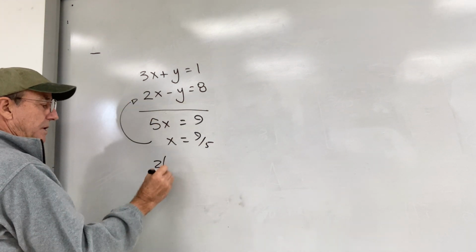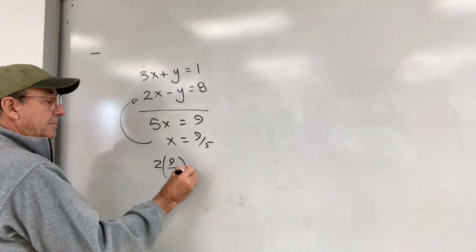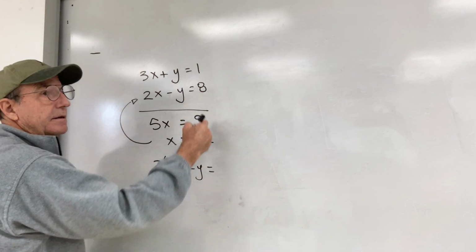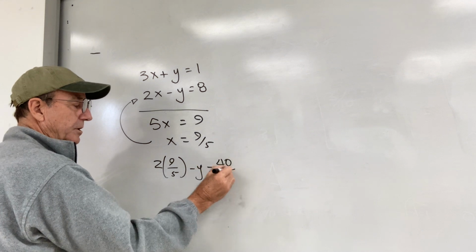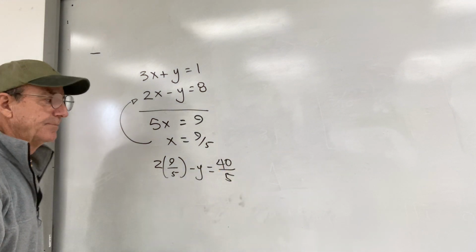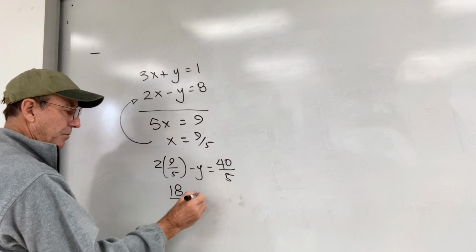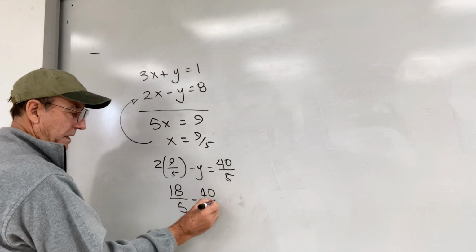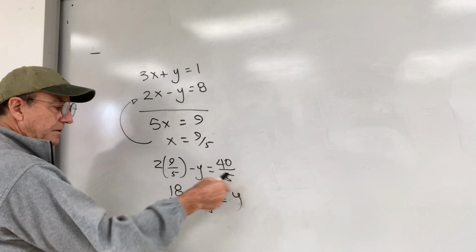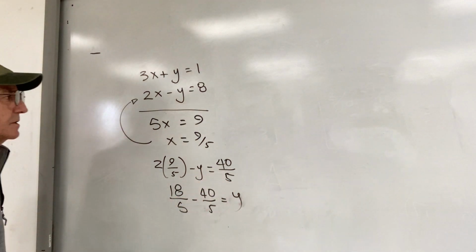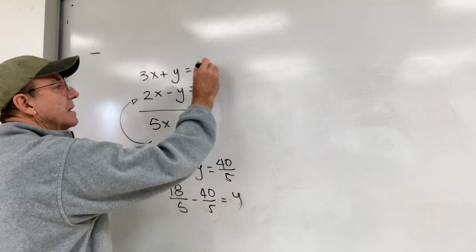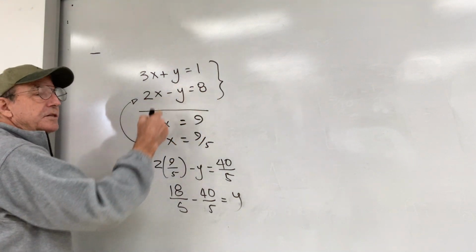So we have 2 times 9/5 minus y is 8. And for that, I'll write 40/5 because I'm going to need a common denominator anyway. Right, so what do we get? We get 18/5 take away 40/5 is equal to y. Move the 40/5 over, the y over. So y is, what's that? Negative 22/5.